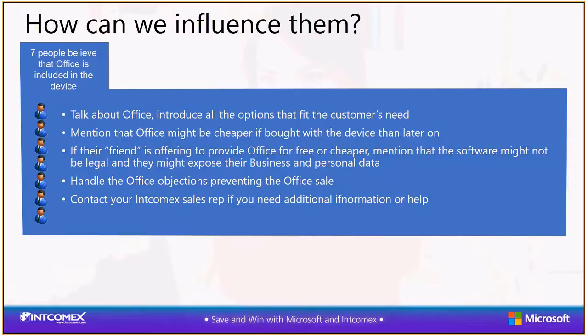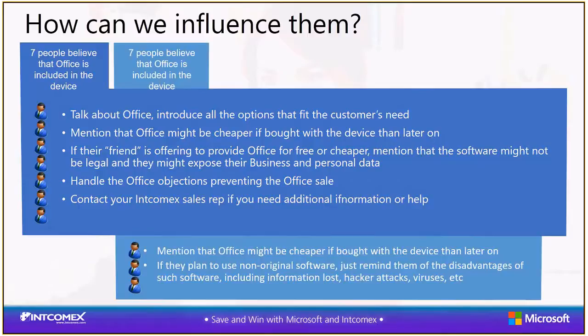If you don't feel comfortable handling an objection, share with us, contact Kevin, contact Tamara, contact Edwin in Incomex, and we'll make sure that you get the information that you need so you can address that objection. And contact your Incomex salesperson. They are here to help you, and they are supposed to be providing you with the information that you need. For those 3 that know that Office is not included, just remind them that it might be cheaper to buy the bundle. And if they are not using original software, they might run into a lot of issues in the future.